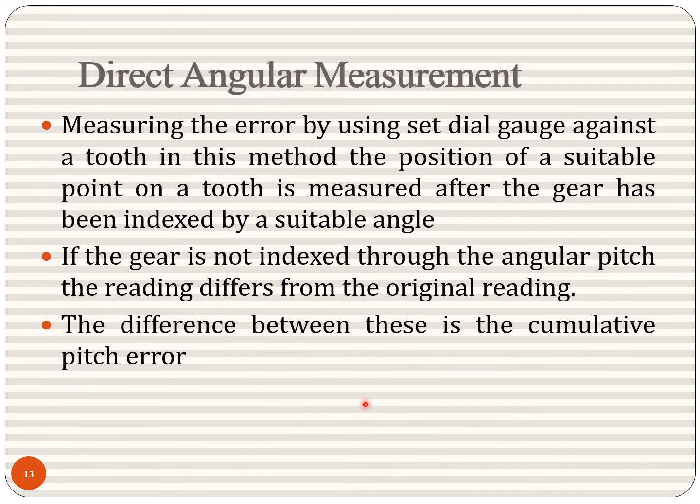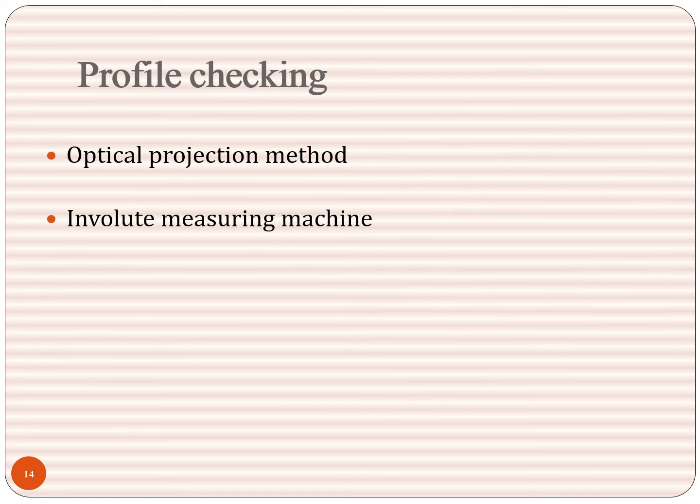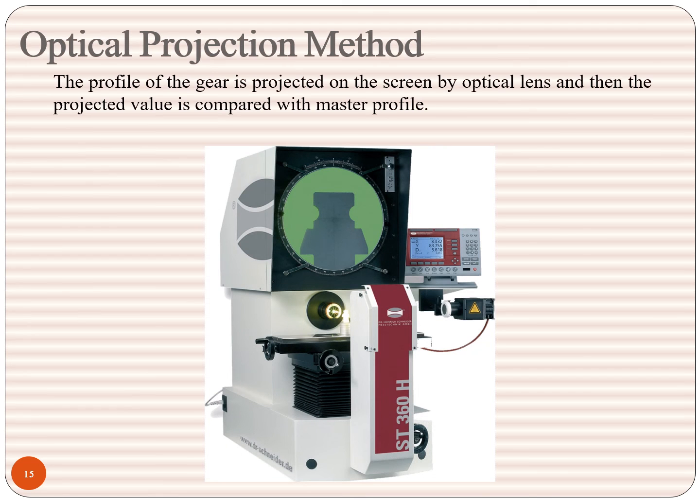Direct angular measurement. This measures the error by using a set dial gauge against a tooth. In this method, the position of a suitable point on the tooth is measured after the gear has been indexed by a suitable angle. After indexing, we do this measurement. Profile checking. There are two methods: one is optical projection, and another one is the involute measuring machine.